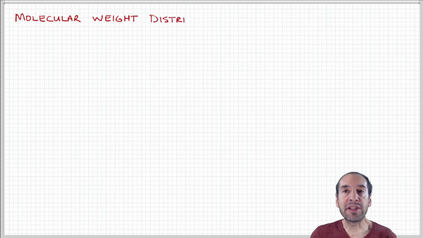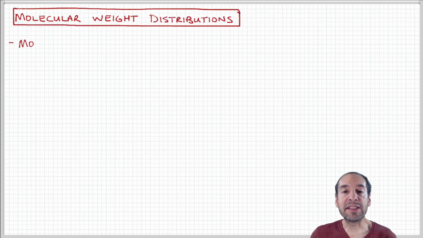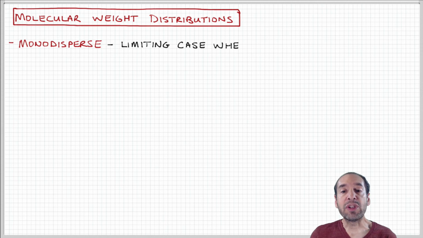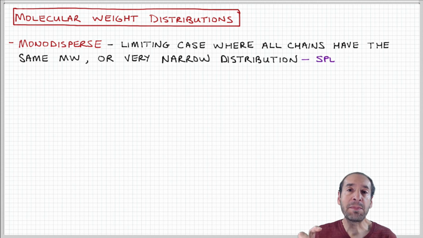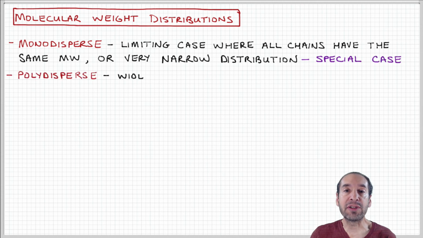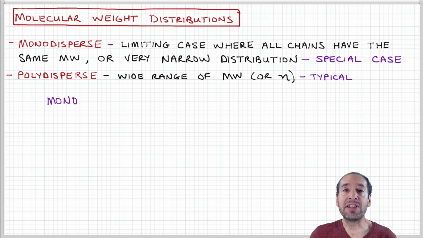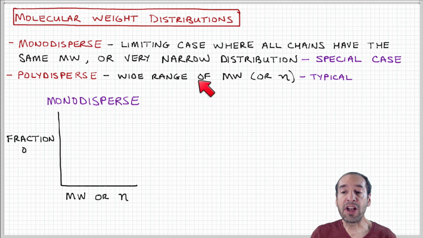The final point that I want to make about molecular weight is that a sample is going to have a distribution of chains with different molecular weights. A monodispersed sample is a special case where all the chains have exactly the same length. That actually can be achieved in some very specialized reactions, and we'll talk about those a little bit later in the course, but those are special cases that are not typical. It's more common that we're going to have a range of polymer chain lengths or molecular weights in our sample.